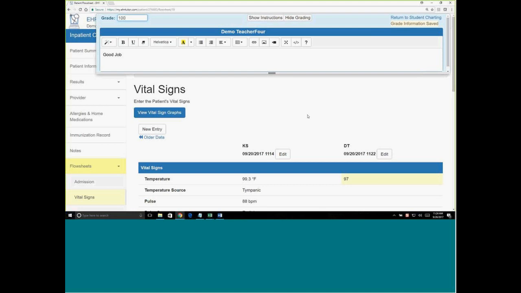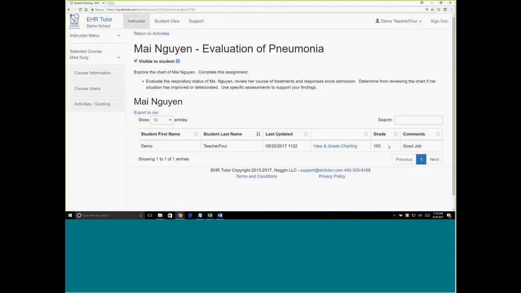Students can come back and update or fix information that was entered in error or that needs to have a better job done on it. And you'll see that your comments and your grades would show up here, and you can make your comments. I've seen instructors write books on this, especially after clinical. So anyway, that's how grading works.